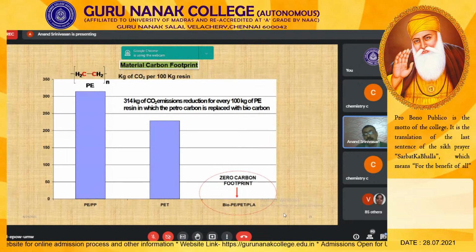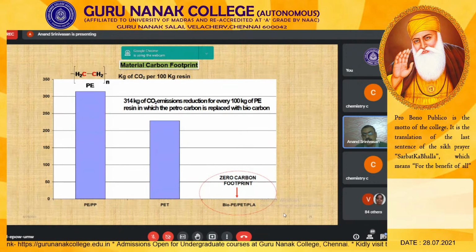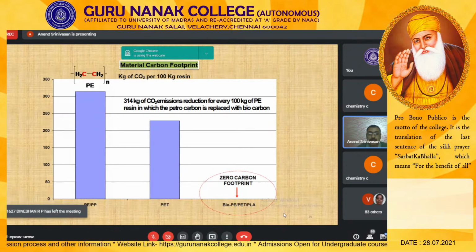So what happens when you are switching over to biocarbon? When I am switching over to biocarbon, you can see there is no carbon footprint at all. Zero carbon footprint is witnessed in the case of biocarbon. Therefore, your strategy could be, instead of getting polyethylene or polypropylene from crude oil, you can always switch over to agricultural feedstock from which the polyethylene or polypropylene or even other polymers can be obtained. So that could be a strategy that you should be looking at in the future.